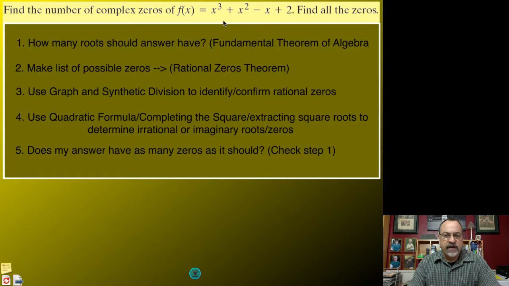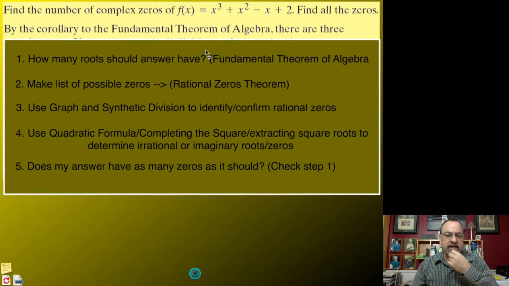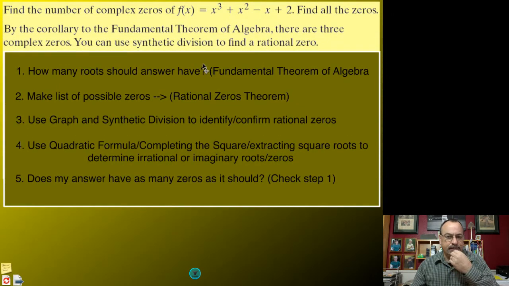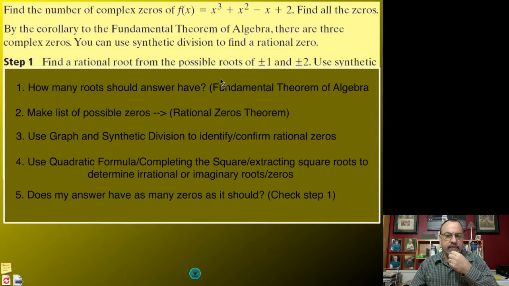So we are asked to find all of the zeros. The first thing we want to do is get an idea of where we're going. Well, how many roots should we have at the end? It's a degree 3, so I should have 3 roots when I get to the very end. That tells me where I should end up. I then want to begin my process by making a list of the possible zeros. Using the rational zeros theorem, taking the factors of the constant over the factors of the leading coefficient, my rational zeros are either going to be plus or minus 1 or plus or minus 2.